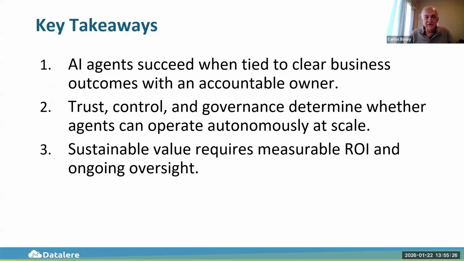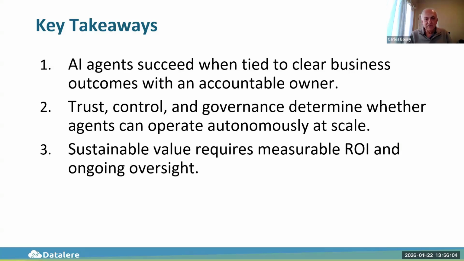Nothing too earth-shattering here. AI agents succeed when you tie them to clear business outcomes, right? With an accountable owner. We talked about that several times. The trust and the control and the governance, that's going to be an interesting topic for a lot of people. I use the example of, does your finance agent or your marketing agent have access to human resources data? That's going to be an interesting question to answer in a lot of organizations. I don't have the answer, actually. But if I want it to operate autonomously at scale, it would have access to all that.